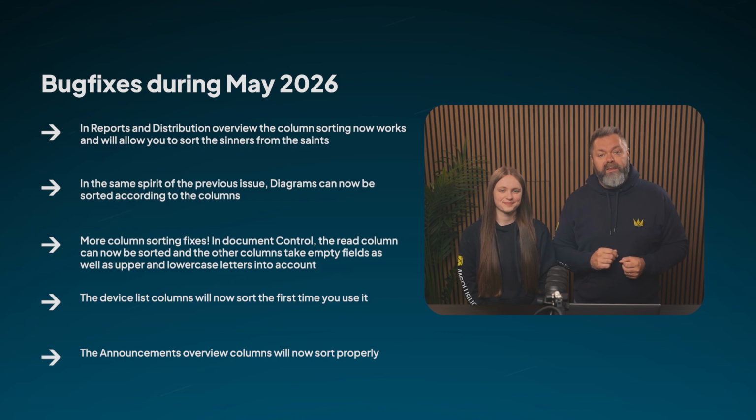Same thing in the device list. The columns there will now also sort the first time you use them. Previously, they would require a little bit of action to actually get going. Now they'll just move when you ask them to. And the last one, in the announcements overview, the columns will now also sort properly.